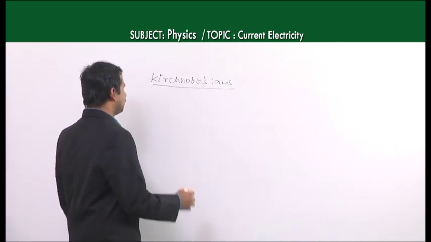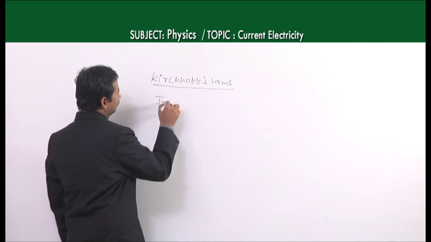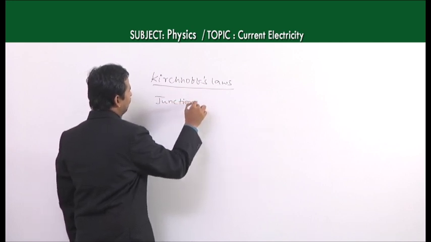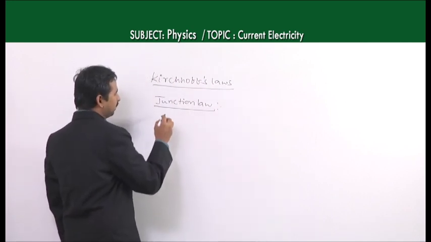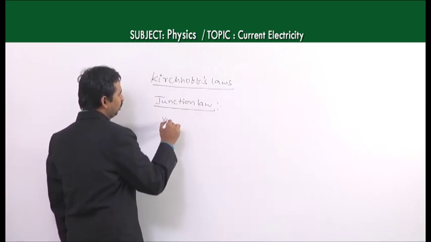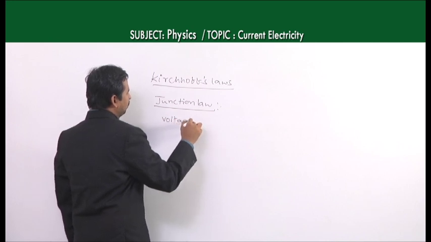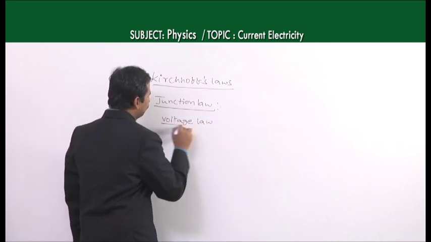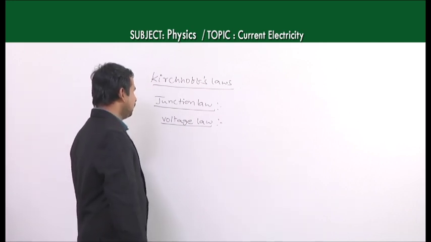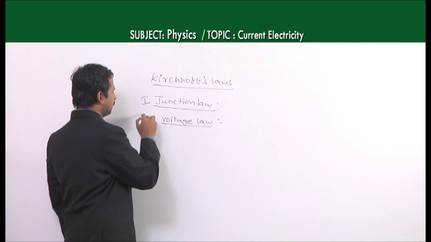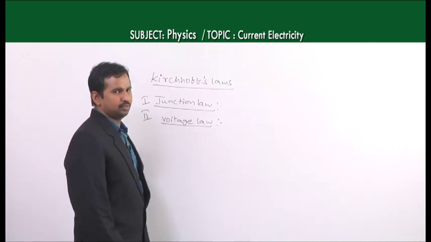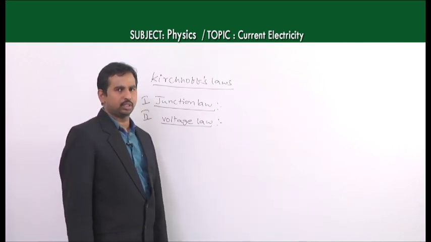The first one we call the junction law, or current law, and the second one is called the voltage law, or loop law. The first one is about the junction law and the second one is about the voltage, which we call the loop law.